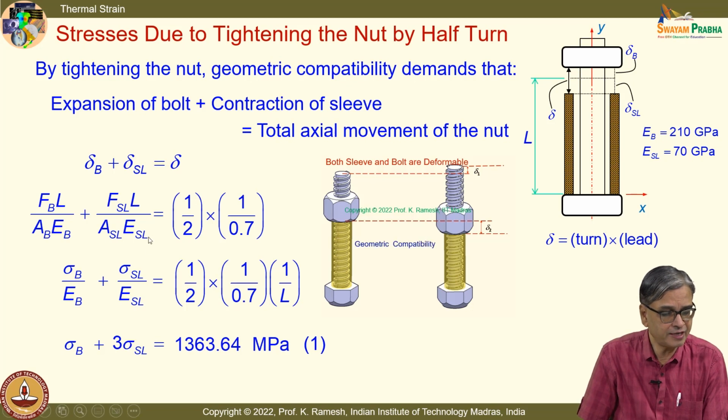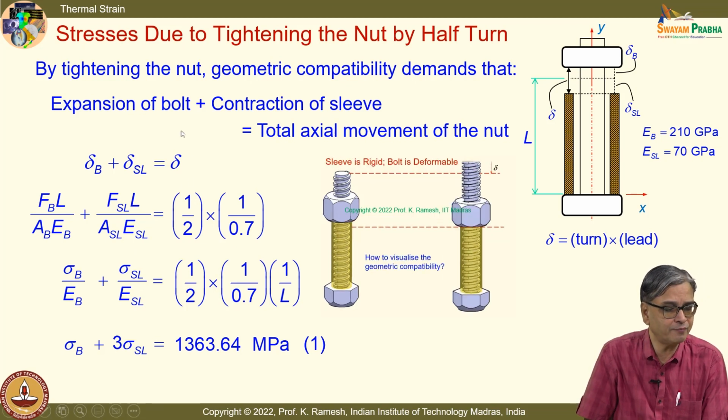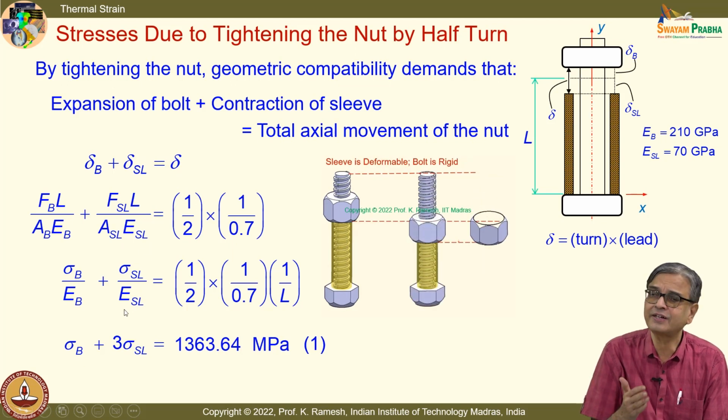I have two unknowns, I need two equations to solve, isn't it? I have brought in one equation based on the geometric compatibility. The other equation comes from simple equilibrium. Okay.